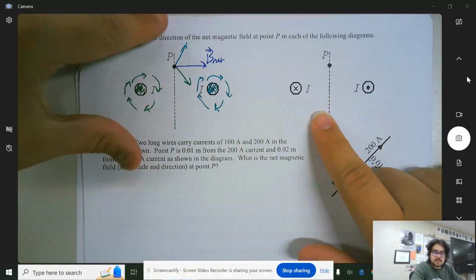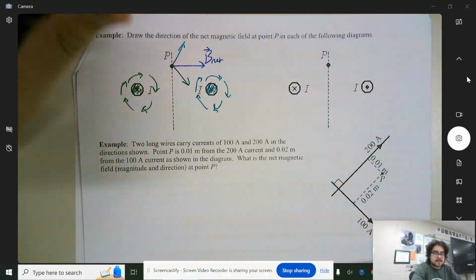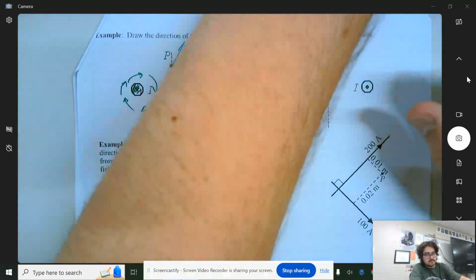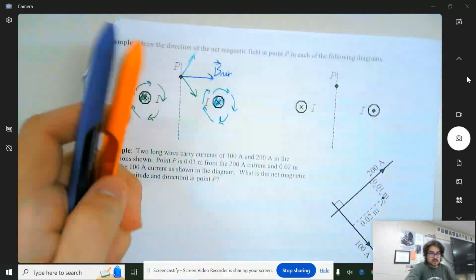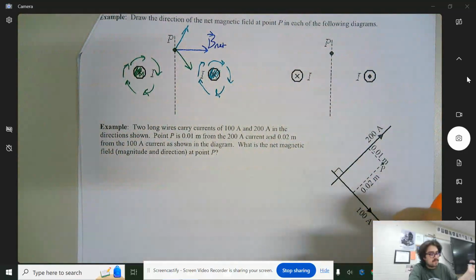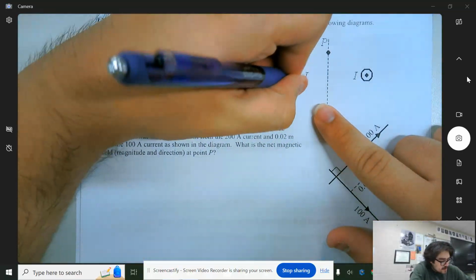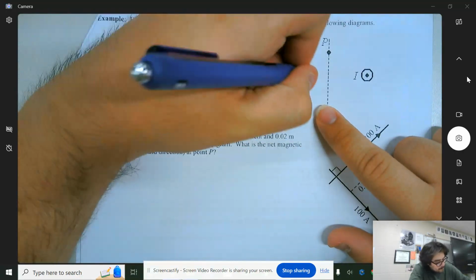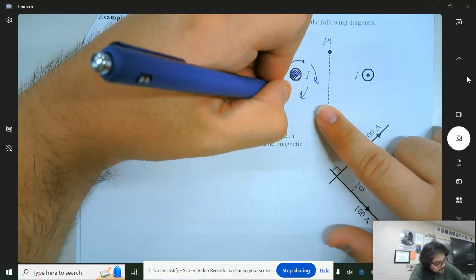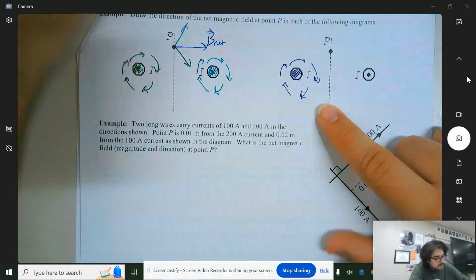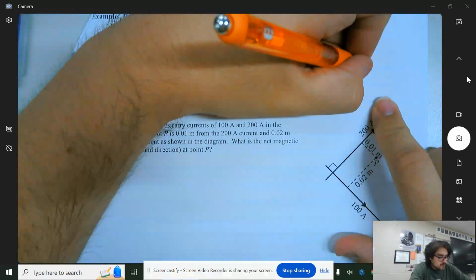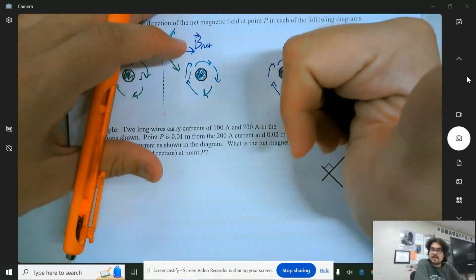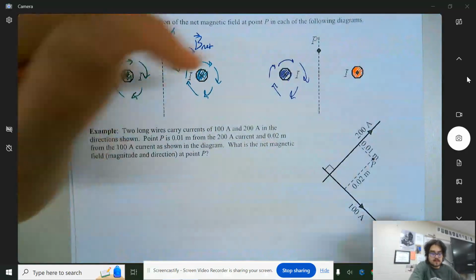What about this other example right here? We've got one going into the page, one coming out of the page. Well, we already know into the page, we just did it earlier. Oh gosh, I sent that pen flying at me. We already did it earlier, right? The into the page one is going to go clockwise, okay? And the out of the page one is going to go counterclockwise, right? So it goes out of the page, we're going counterclockwise, okay?